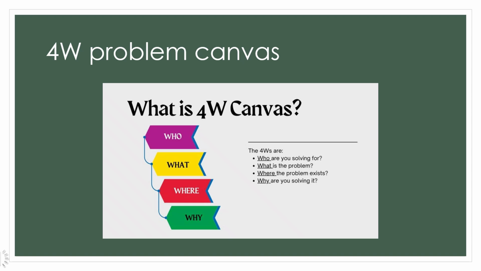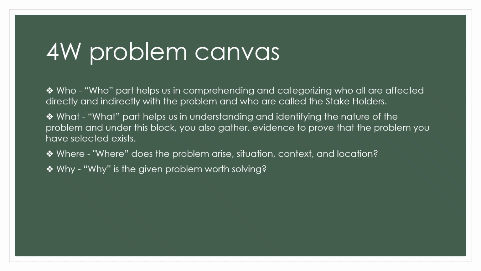This figure shows the 4Ws problem canvas, that is who, what, where and why. We'll discuss in detail about these 4Ws. Let us discuss the 4Ws problem canvas. First one, who. Who are you solving the problem for? Who are the stakeholders when it comes to just the problem?